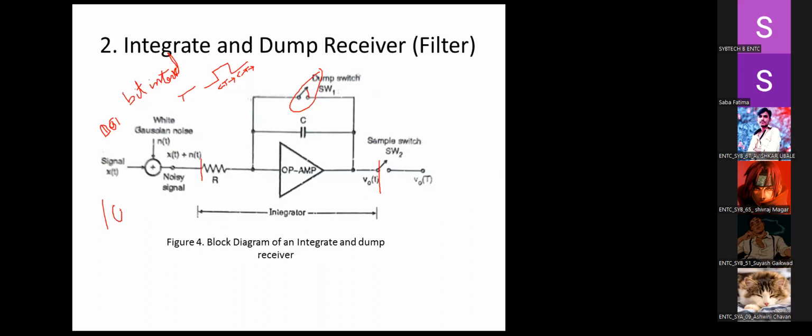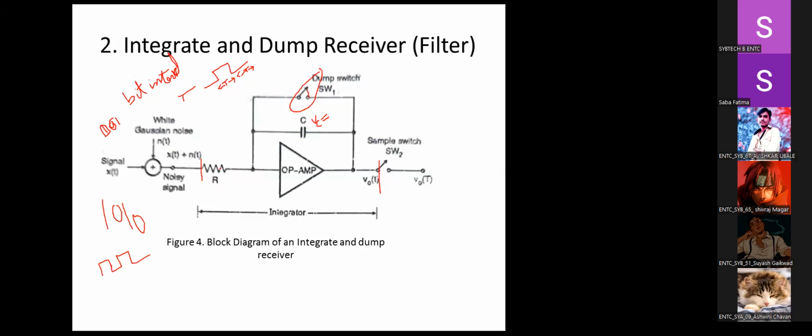Say I have 1010, and at the start of this particular pulse, what am I doing? I am going to close this switch so that my capacitor is discharged completely. So what happens here? What will be the voltage on the capacitor, VC, when the capacitor is discharging?